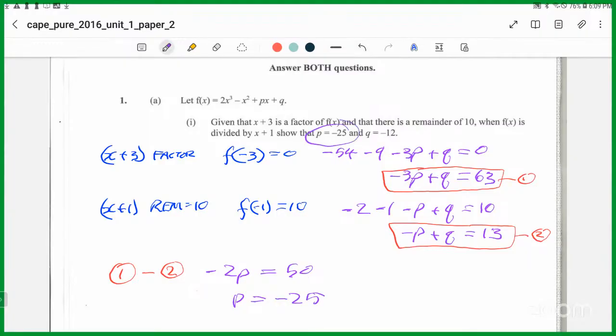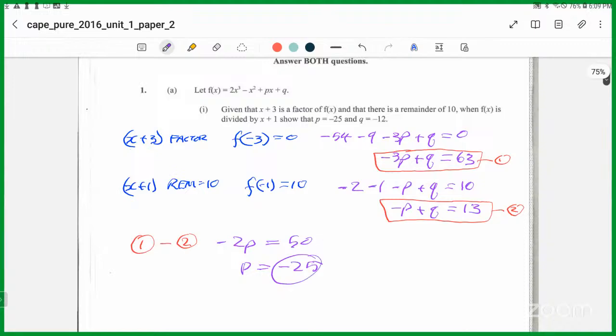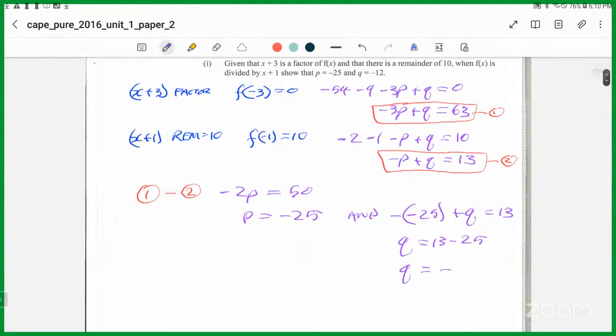That's what they said up here, which is good. We're going to take this negative 25 and substitute it in for the p. So we get minus, and this p is negative 25, plus q is equal to 13. So this becomes a plus 25 and carries over, so the q becomes 13 minus 25. And so the q becomes negative 12. Those two values are shown. So that is it done.